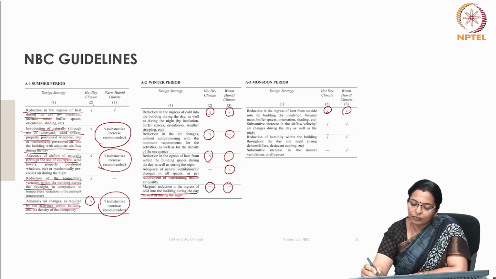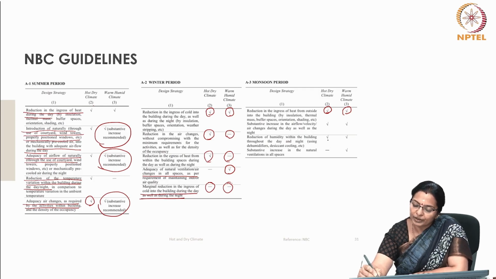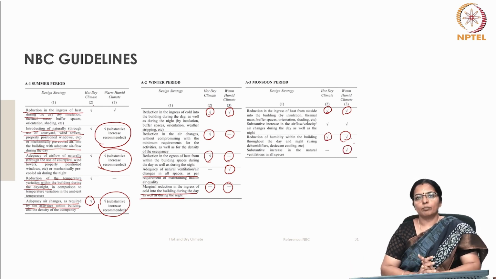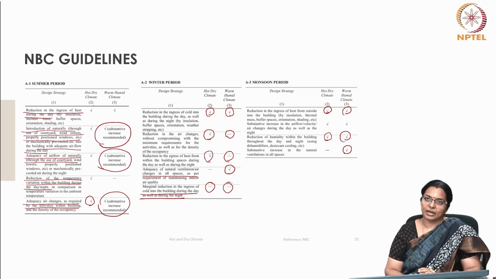Reduction of humidity within the building throughout the day and night during the monsoon should be available in hot dry and warm humid climate. Substantive increase in the natural ventilation in all spaces during monsoon must not be there in hot and dry and must be present in the warm and humid. So these are the broad guidelines as given by NBC.